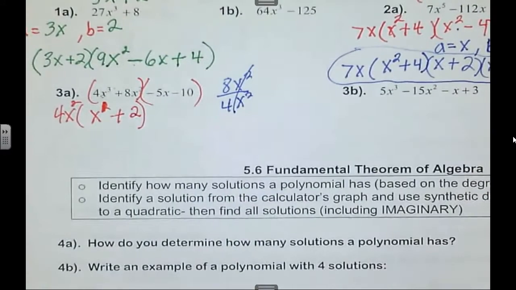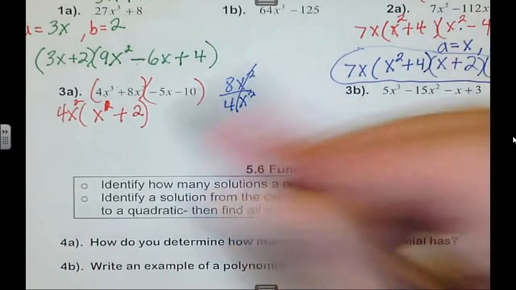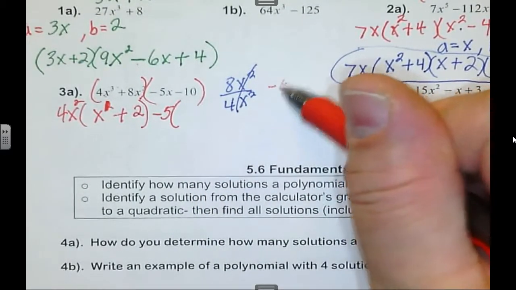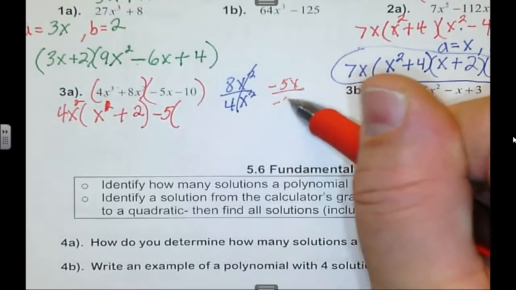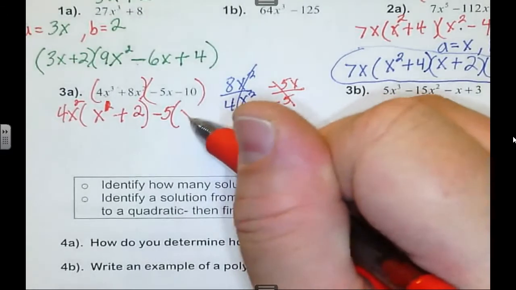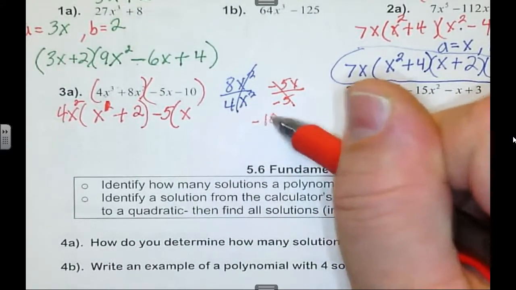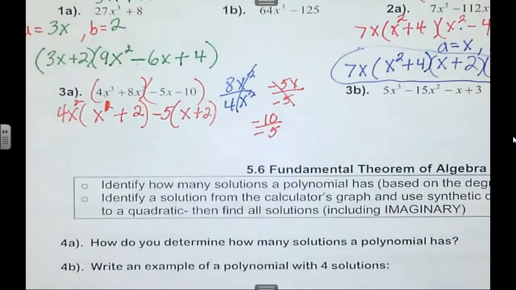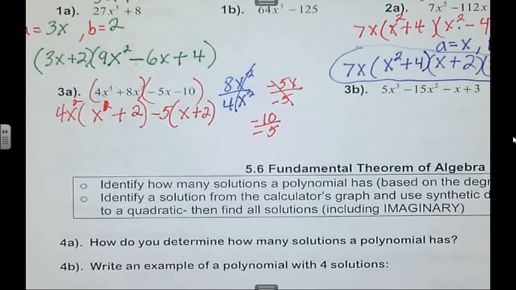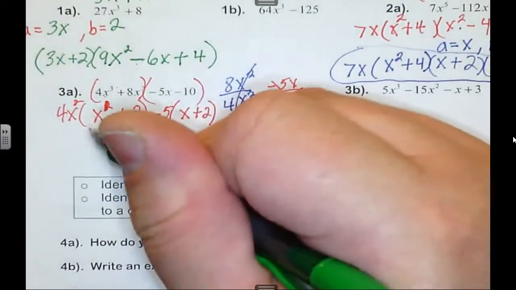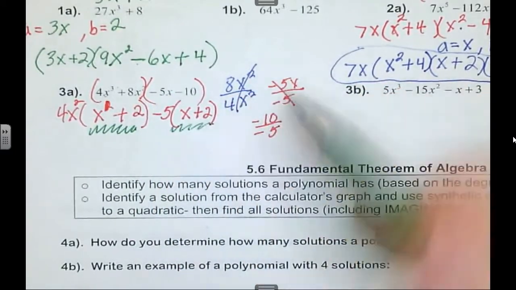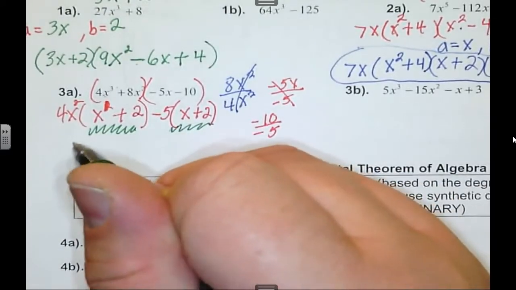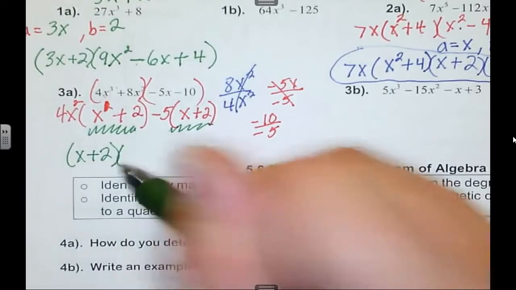Okay, what can I take out of negative 5x and negative 10? Negative 5. Okay, negative 5x divided by negative 5 leaves me with x. Negative 10 divided by negative 5. Positive 2, right? The whole idea here is to get the same quantity, the same group, more or less, right? When you get the same group, you're kind of like undistributing it, right? X plus 2.